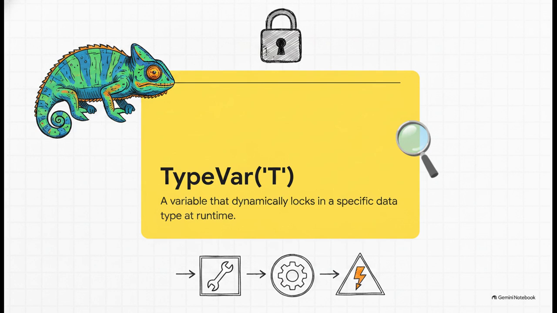It's a generic variable. In Python, we create this using TypeVar, and by convention, it's usually just called T. This generic variable safely adapts to whatever data type is passed into it at runtime, and then, here's the crucial part, it locks that type in for the rest of the execution.